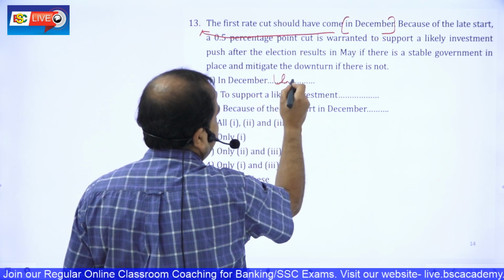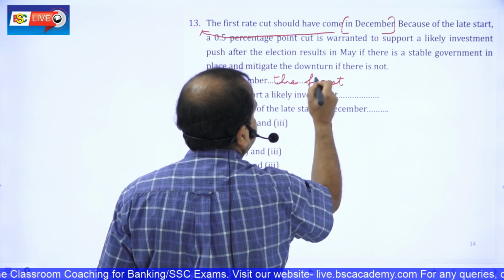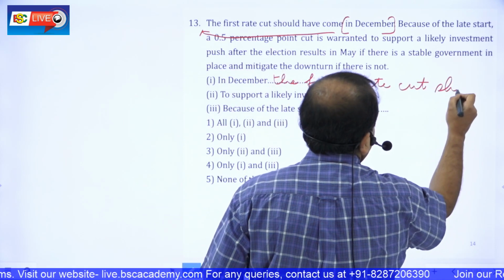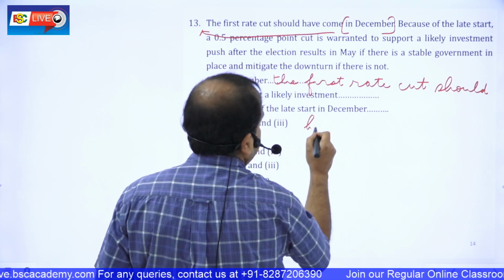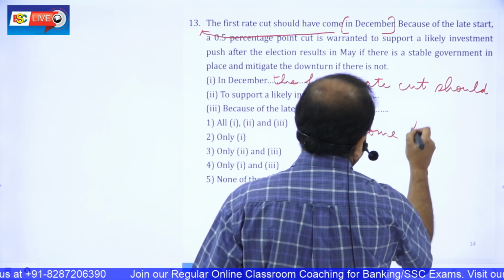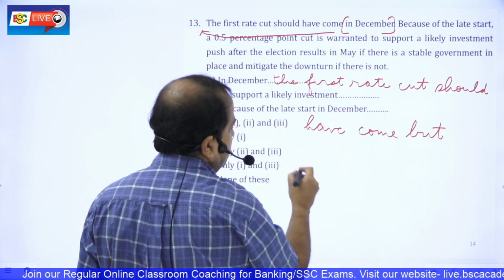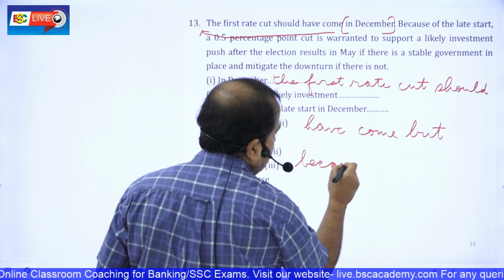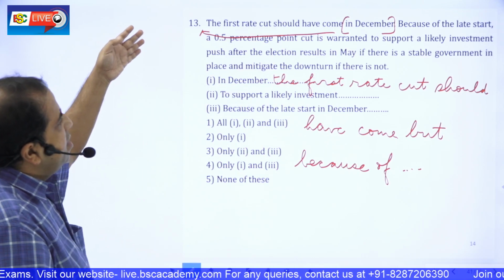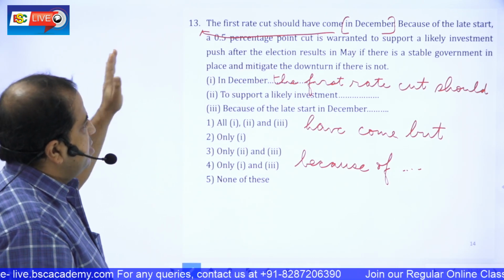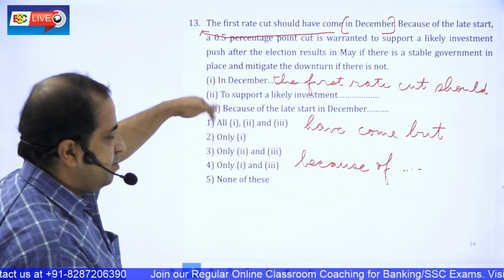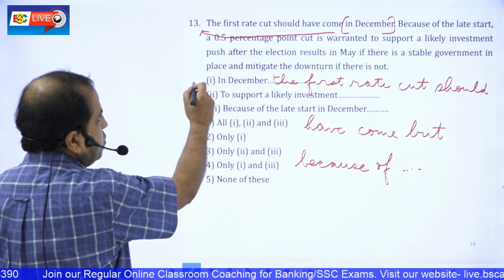In December, the first rate cut should have come, but what? But sentence B. So, but because of, and then the entire sentence has to come in. But because of the late start, a 0.5 percentage point cut is warranted to support a likely investment push after the election results in May if there is stable government in place, and mitigate the downturn if there is not. So one to ho raha hai.